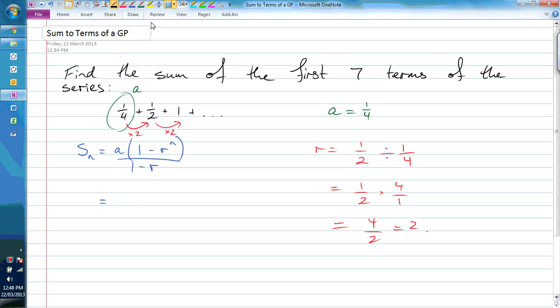So pretty clearly, the sum to n terms here is going to be 1/4 times 1 minus, oh sorry, I shouldn't just be saying n here. The question asked for 7 terms, so this is the sum to 7. So 1/4 still for the a, 1 minus r, which we said was 2, to the power of n, which in this case is 7, divided by 1 minus 2.